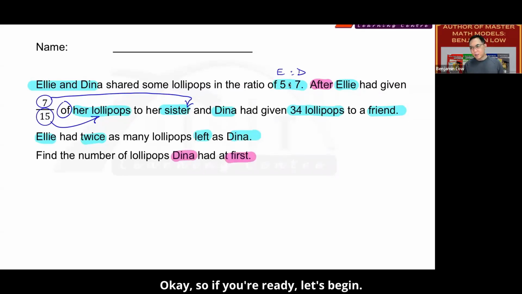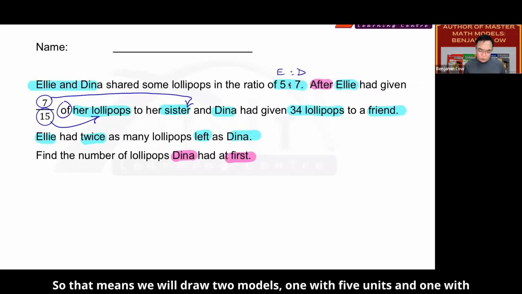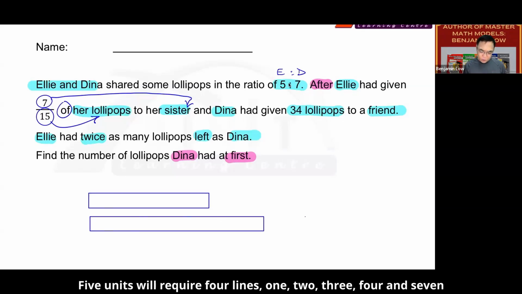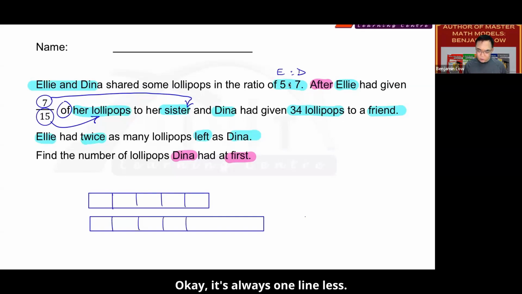Okay, so if you're ready, let's begin. Now, the ratio given is 5:7, so that means we will draw two models, one with 5 units and one with 7 units. All right, let's cut this up. 5 units will require 4 lines. 1, 2, 3, 4, and 7 units, 6 lines. Okay, it's always 1 line less.